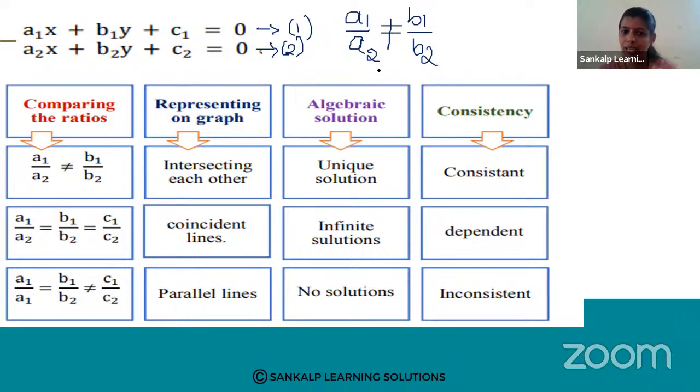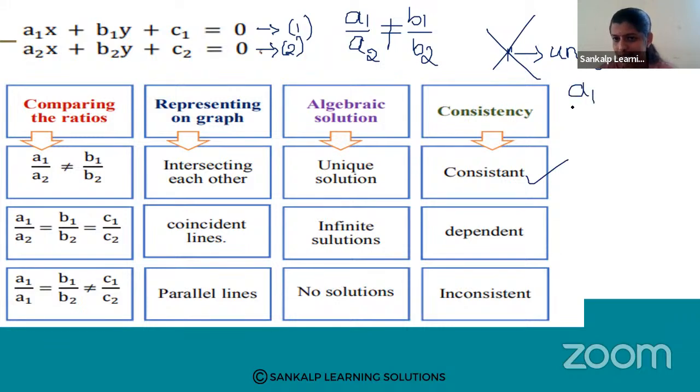So when you get this result, representing on a graph, the two lines are intersecting each other, right? Next, how many solutions does it have? It has a unique solution. This is very important, and this question may be asked in an MCQ. So how many solutions? Unique solution. Is it consistent, inconsistent or dependent? It is consistent.